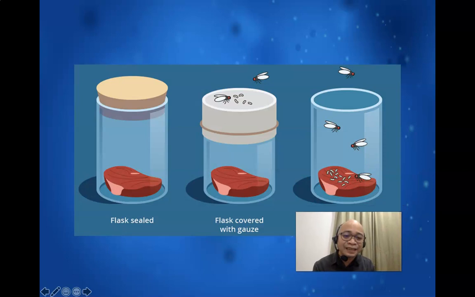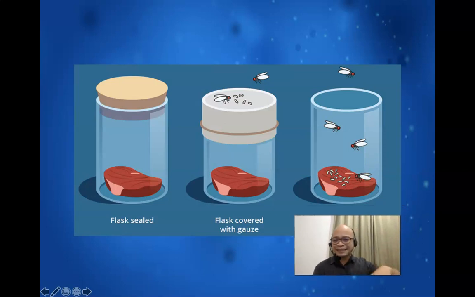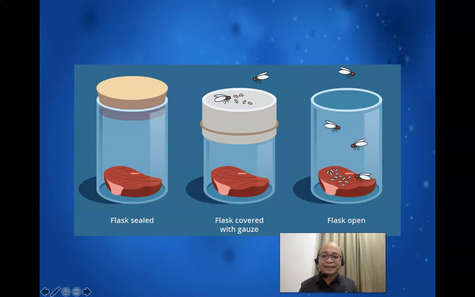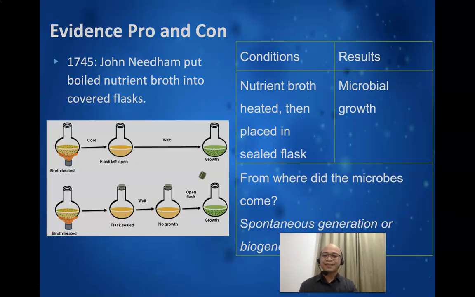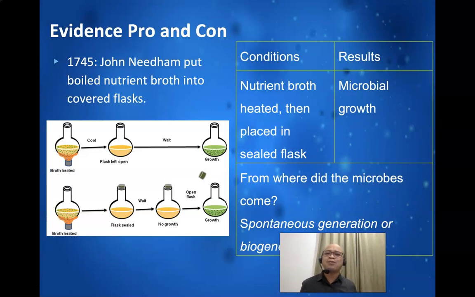Instead of totally sealing the jar, he just covered the jar with a gauze. The gauze will allow oxygen to come in and at the same time prevent flies from coming into contact with the decaying piece of meat. So what happened? Still no maggots appeared. But those scientists who believed in the spontaneous generation theory didn't stop. One of their main proponents was John Needham. Imagine, the experiment of Francesco Redi happened in 1668.